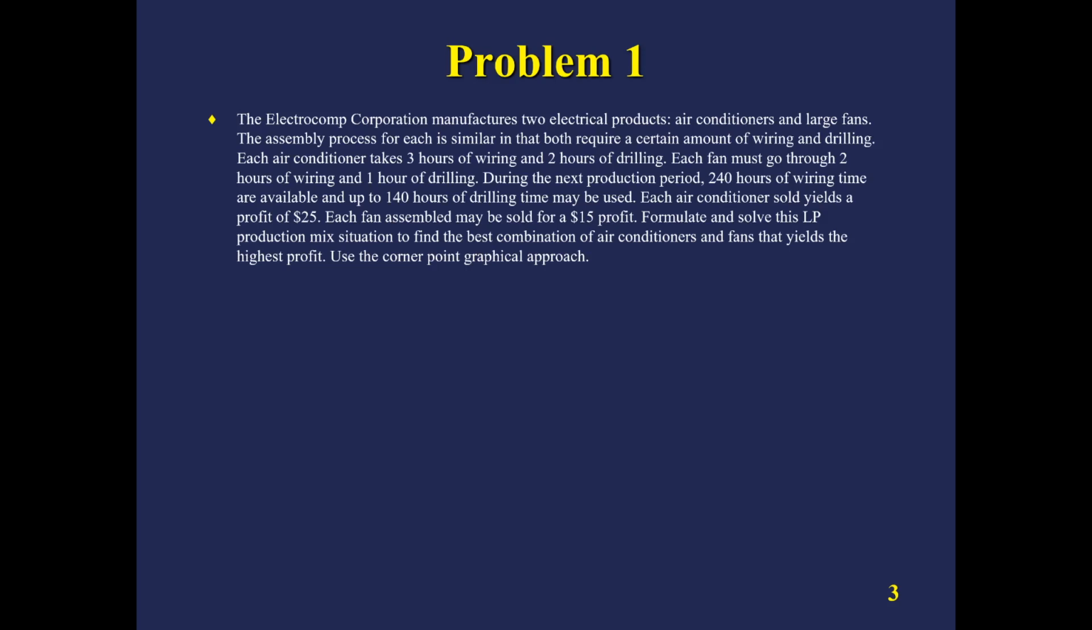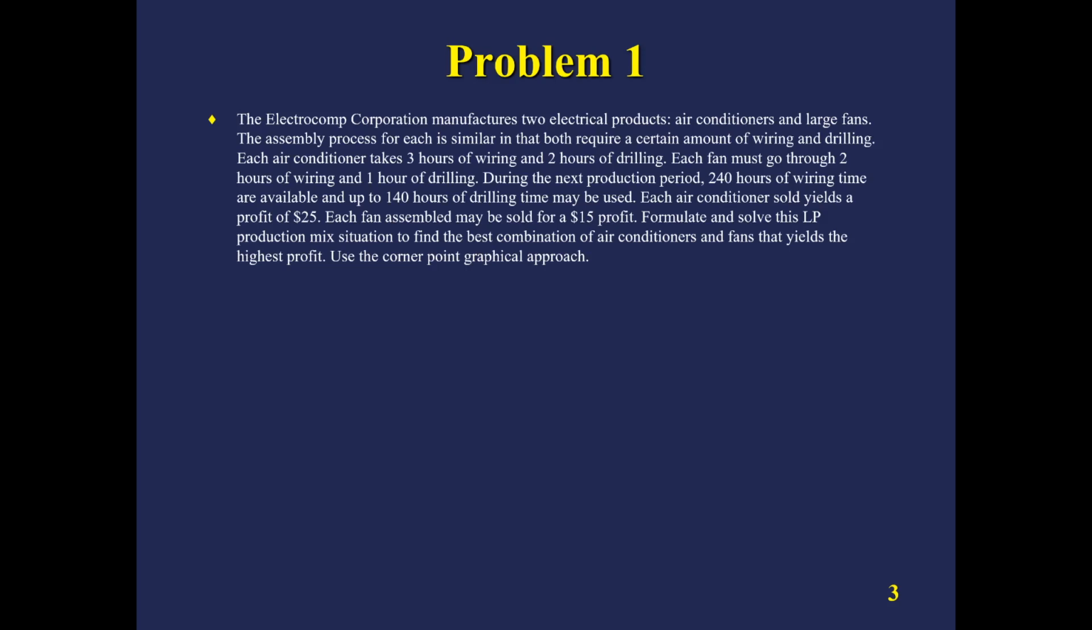Formulate and solve this LP production mix situation to find the best combination of air conditioners and fans that yields the highest profit. Use the corner point graphical approach. Now, I'm not going to solve the problem graphically, but we will just learn how to formulate. I suppose that once the formulation is done, you'll be able to draw the constraints and solve it with the corner point method.